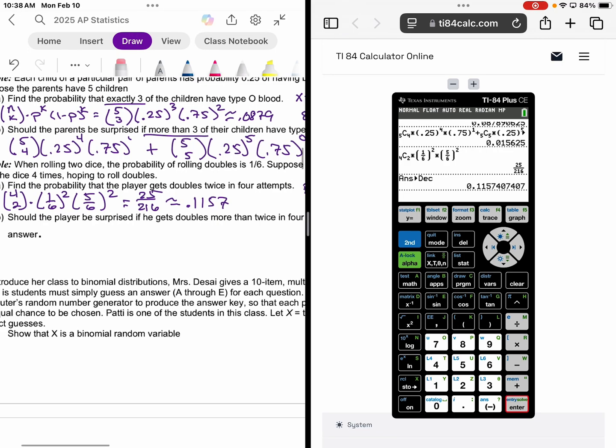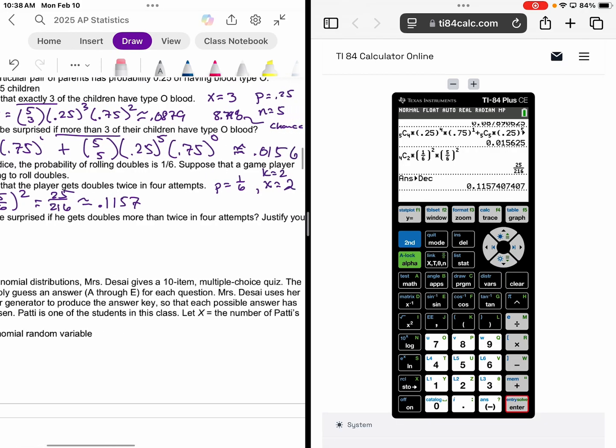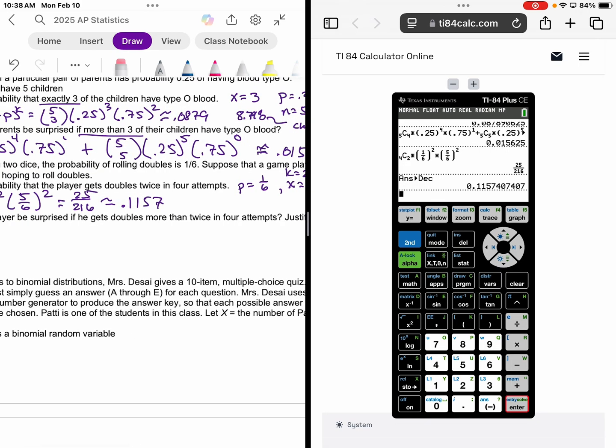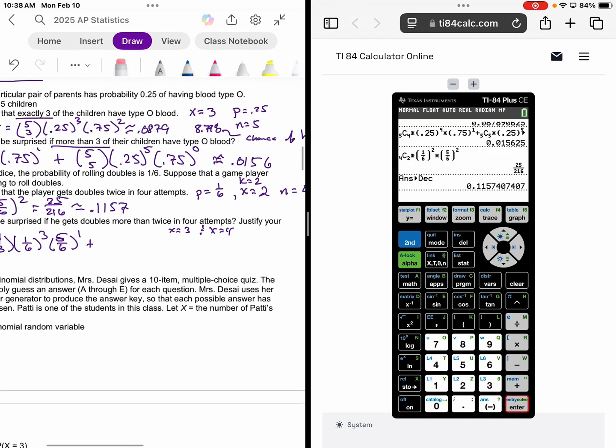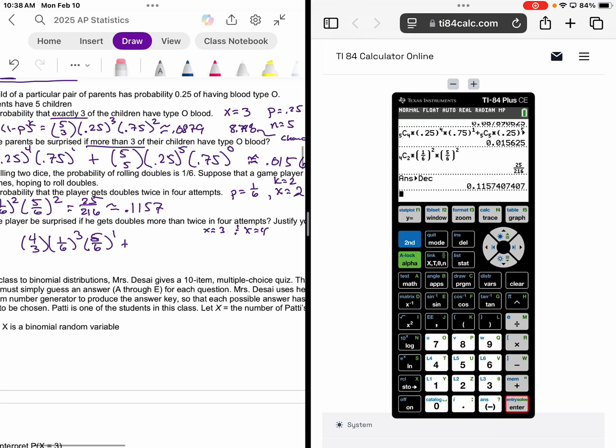All right. So should the player be surprised if he gets doubles more than twice in 4 attempts? So that would be the probability of 3 and 4. All right, so I got to do 4, 3, and then do the same thing like we did up above, and add the probabilities together. 4, 4, 1/6 to the 4, 5/6 to the 0.